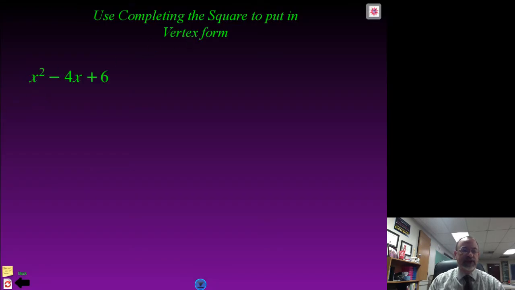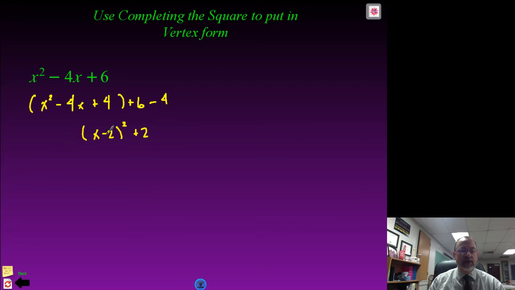Here the coefficient is a 1, so I'm simply going to put that term and this term in parentheses. I'm going to kick the 6 outside, and then I'm going to complete the square. So half of 4 is 2, 2 squared is 4, so I'm going to add 4 in here. Because I added 4 on the inside, I need to balance by taking 4 on the outside. I now have a perfect square, so I simply factor this, x minus 2 squared. I simplify out here, so now I'm in vertex form.